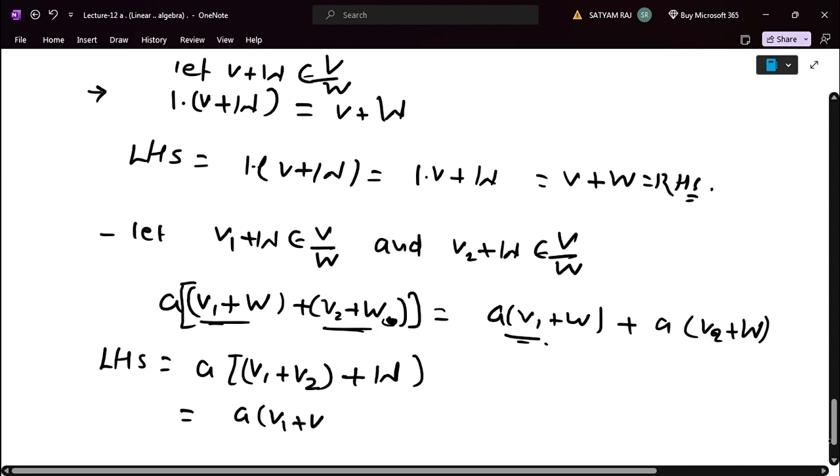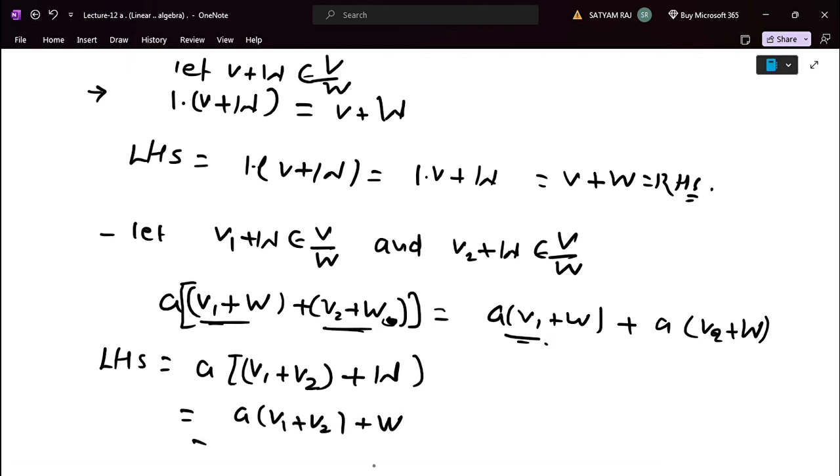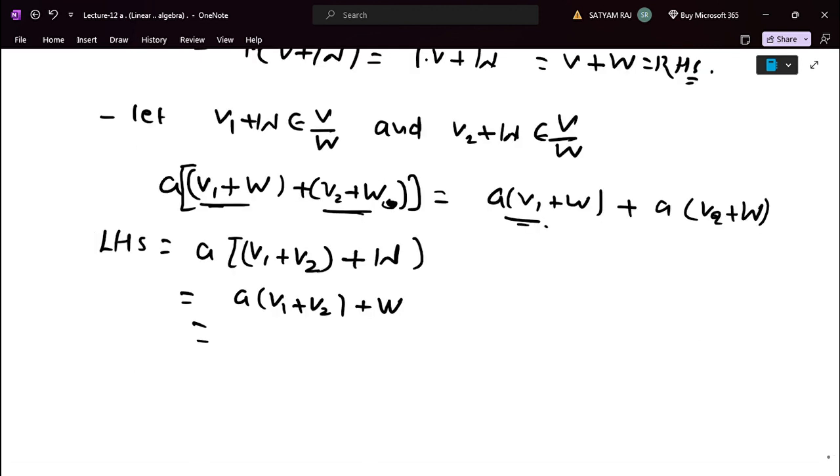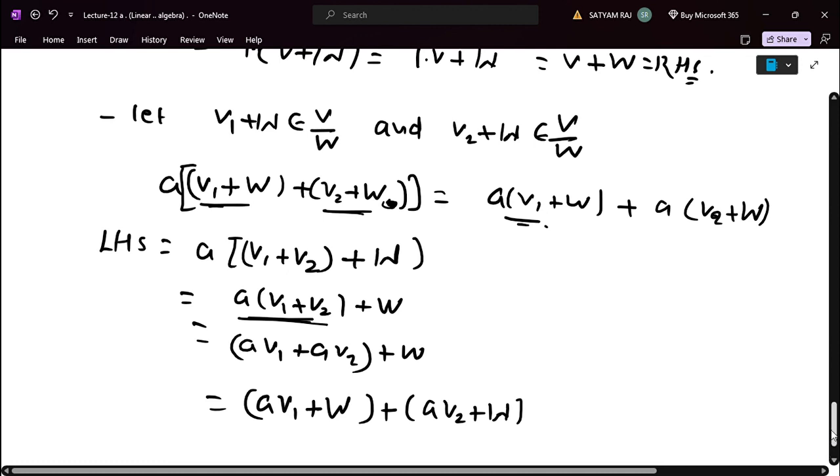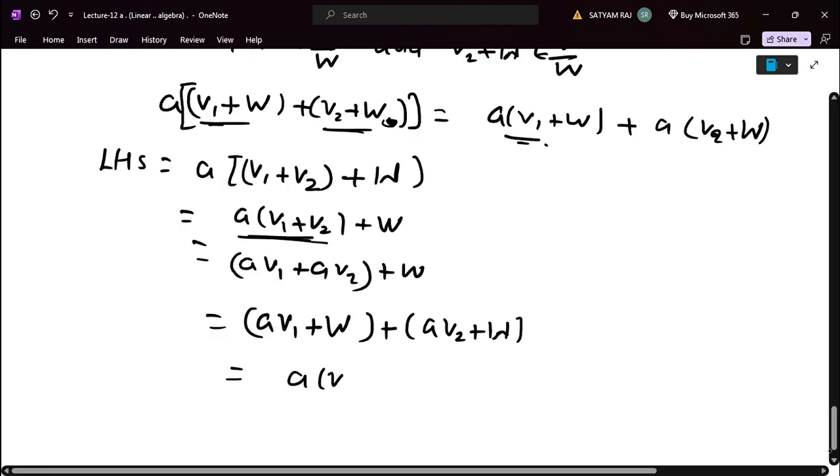Using the definition, a dot v1 plus v2 plus w. And since V is a vector space, we have distributive properties for these elements, so we can write a v1 plus a v2 plus w. And now this can be written as a v1 plus w plus a v2 plus w. Using the definition of dot, we will get this one.